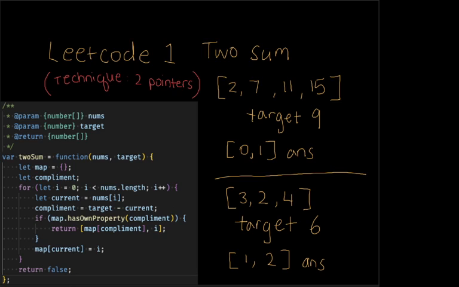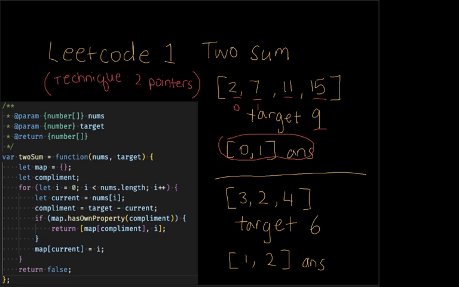If we take a quick look at the example that Leetcode gives you, if you have the array 2, 7, 11, and 15, and your target is 9, you'll be able to reach that if you can add the value at the 0th index and the 1st index. And that's what your answer will be here.